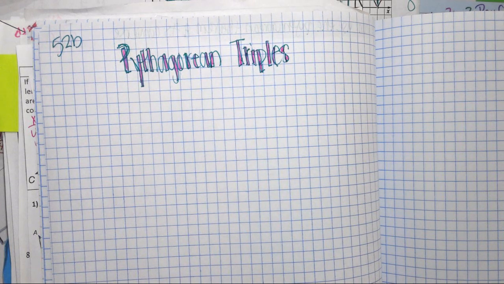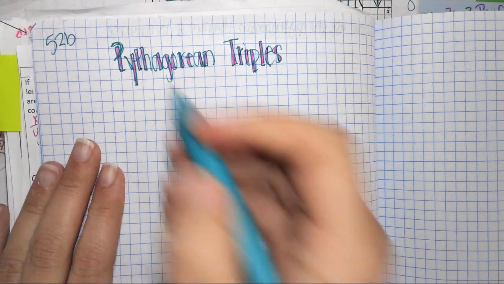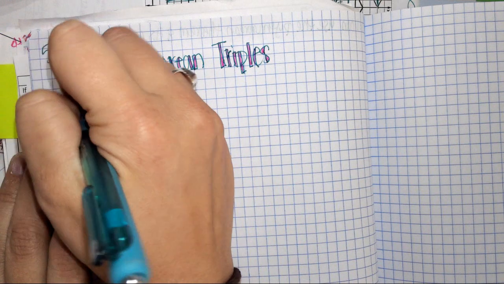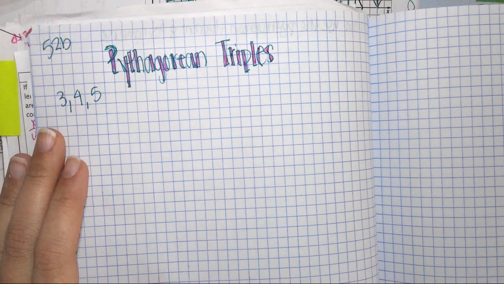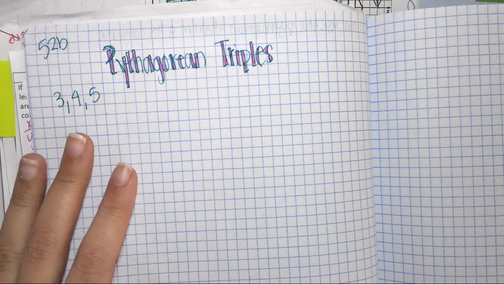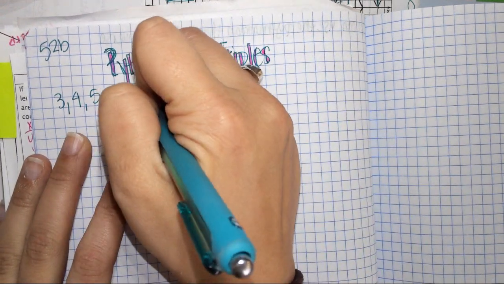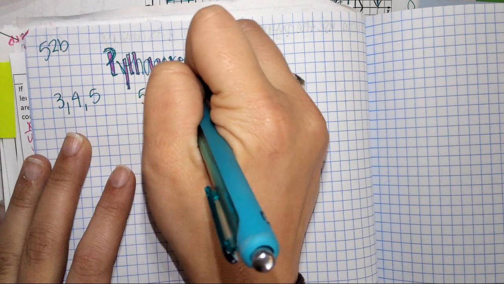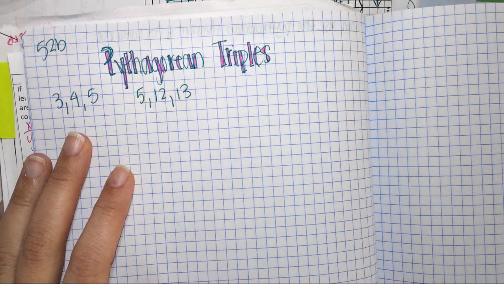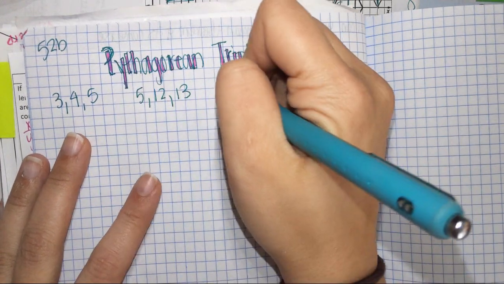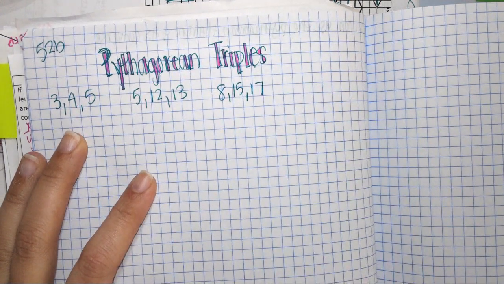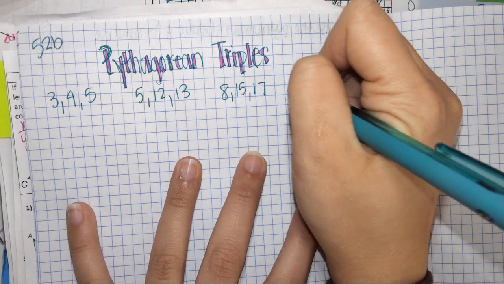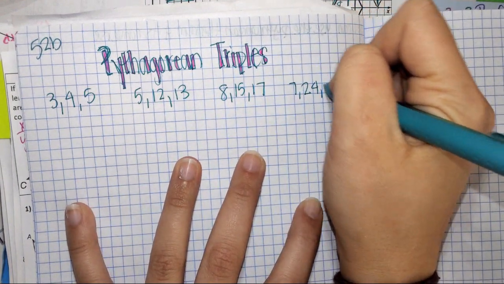All right. So there are 4 types of triples. You have 3, 4, 5, which is the first type. 5, 12, 13, 8, 15, 17, and the last one is 7, 24, 25.